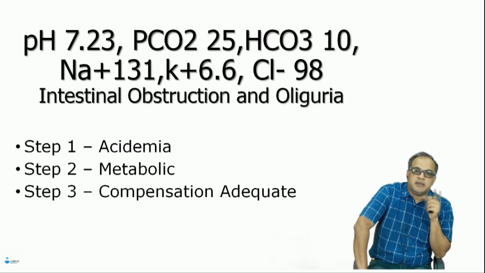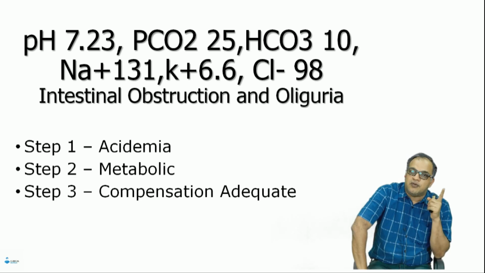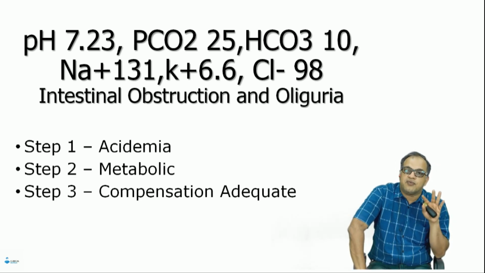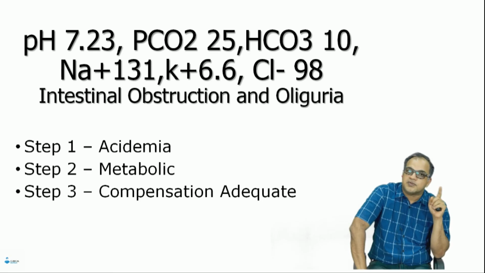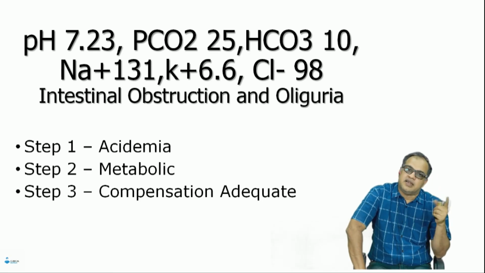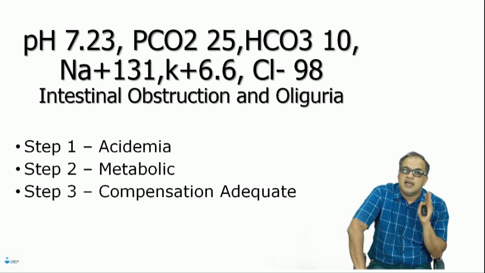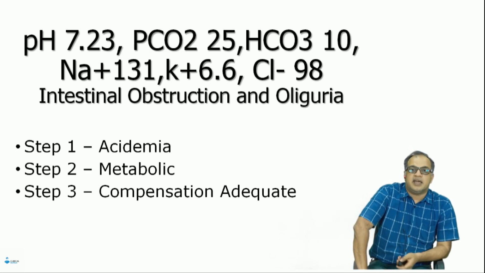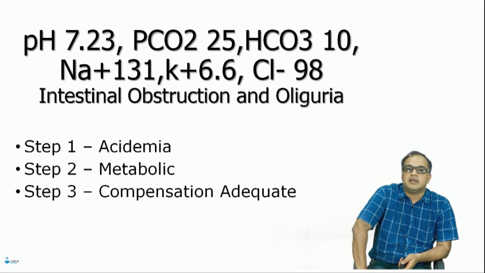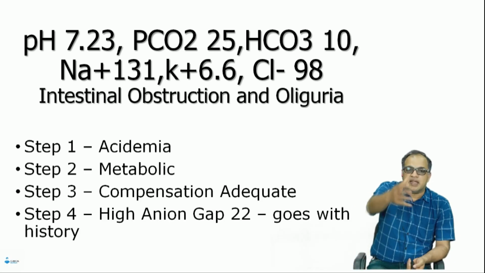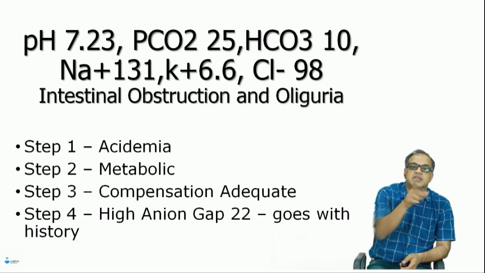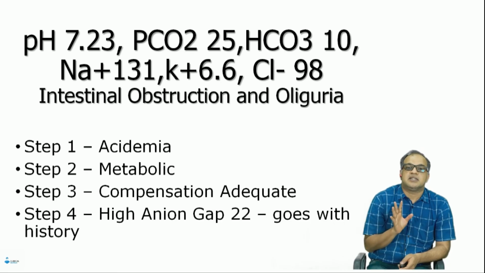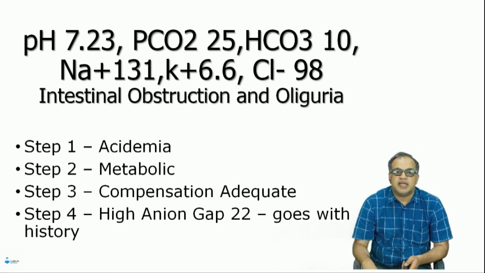Another way is to check PCO2 and bicarb. The bicarb is decreased from 24 to 10. It is decreased by 14. The CO2 is decreased from 40 to 25. It is again decreased by approximately 15. So compensation is adequate. Let's check the anion gap. Anion gap is how much? 98 plus 10, 100, and anion gap is 22. Again, it goes with the history. It is high anion gap acidosis, right?